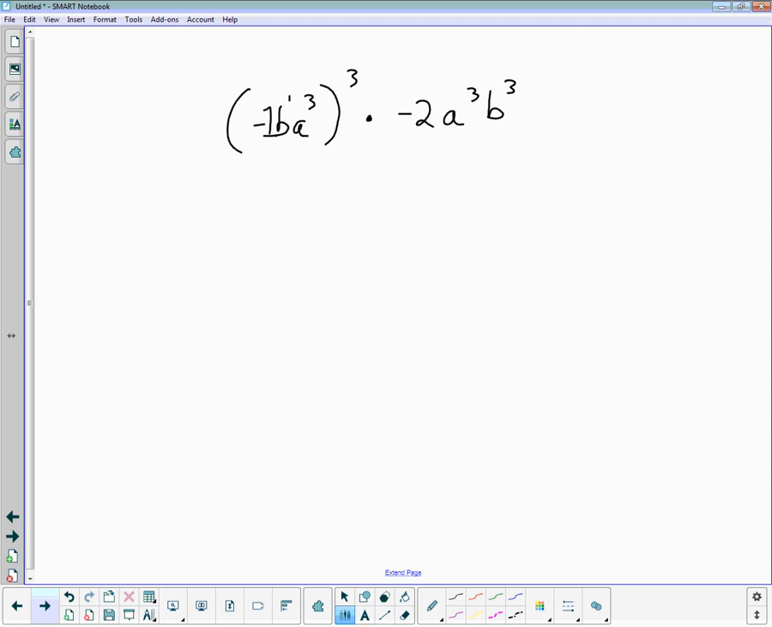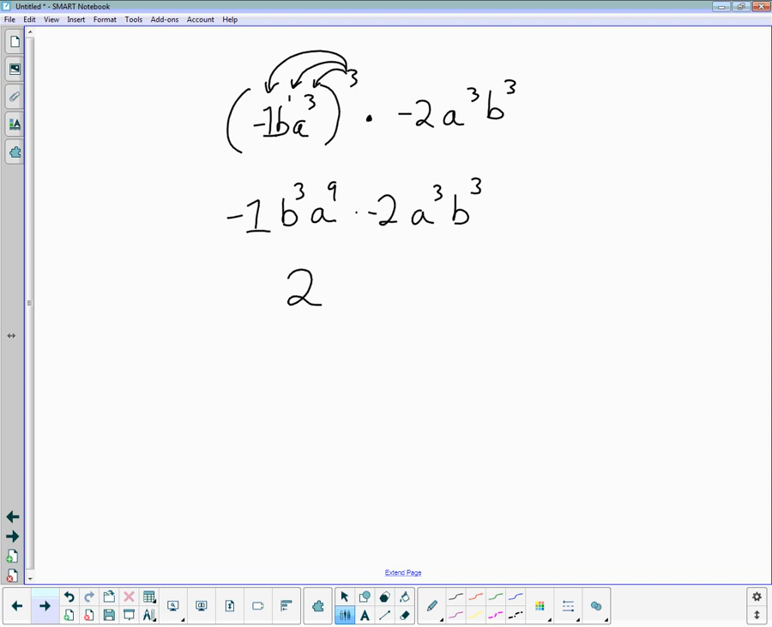So, -1 cubed. That's -1 times -1 times -1. It's going to be what? How many? B to the how many? 3 groups of 3, right? See why it's 3 groups of 3? Let's deal with my whole numbers. -1 times -2. Right!